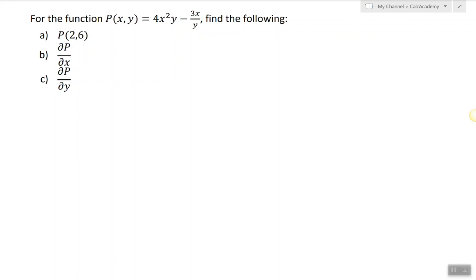In this video, I show how to evaluate a multivariable function and also how to find its partial derivatives with respect to each variable. So first, how do we evaluate the function?